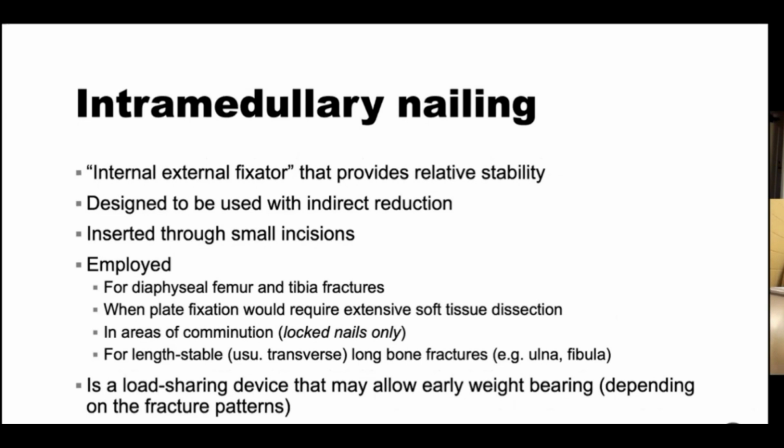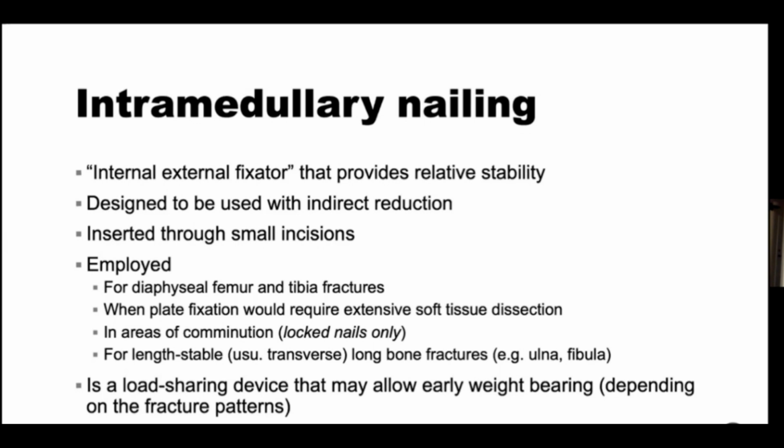And so, again, they tend to be employed for diaphyseal femur and tibia fractures, when plate fixation would require extensive soft tissue dissection, because remember, indirect reduction is usually done with external manipulation or very limited incisions, so it preserves the biology there. They are commonly employed in areas of comminution, similar to a bridge plate, where you're not going to get fixation on all the fragments with a single plate. And also for length-stable or long bone fractures, and these tend to be newer implants.